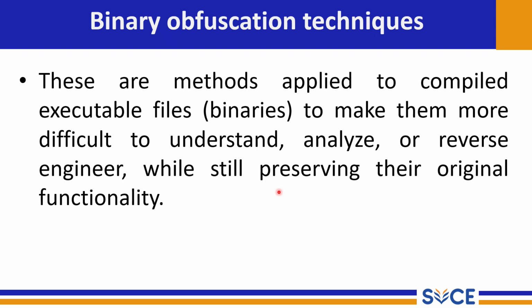Some of the common obfuscation techniques, first of all, renaming. Renaming is a basic method that changes the names of variables, functions, and classes to meaningless or misleading characters. For example, a function named calculate_user_score might be renamed to something like A1, B2, C3. So it can be understood only by the author, and we cannot mislead with such functions. That is why we go for this kind of obfuscation.